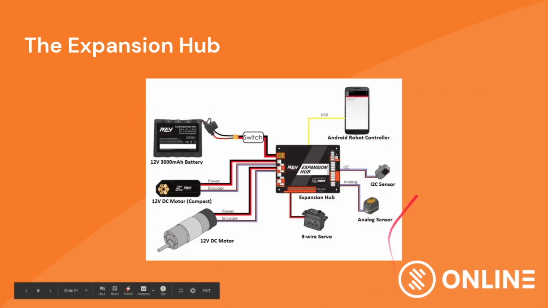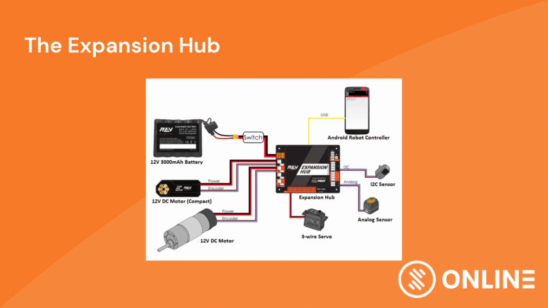So this is kind of a diagram that FIRST made that shows off how this works. So we have our robot controller right here. It connects via USB to the back port right here. Then we have all these different sides with different things. So we're going to work our way around.